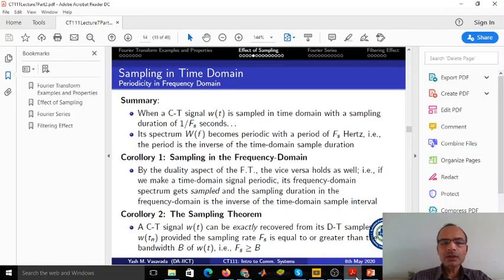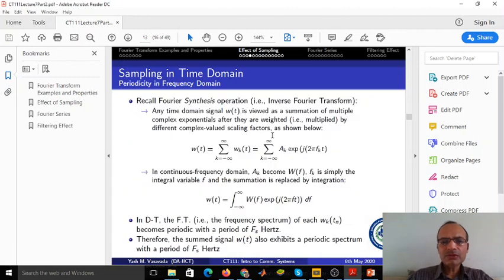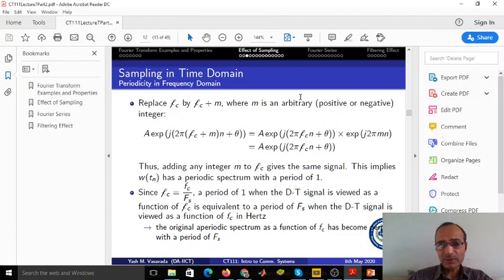Okay, so we have considered the effect of sampling, and we have specifically noted that whenever we sample a time domain signal, its effect in frequency domain is that the spectrum becomes periodic. And we have seen some mathematical argument that justifies the reason why the spectrum has to become periodic, and that mathematical argument is described on this slide.